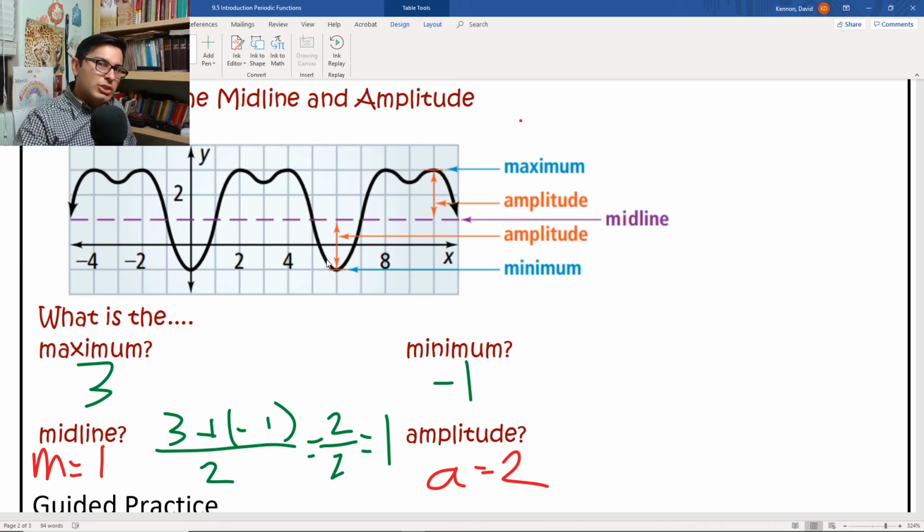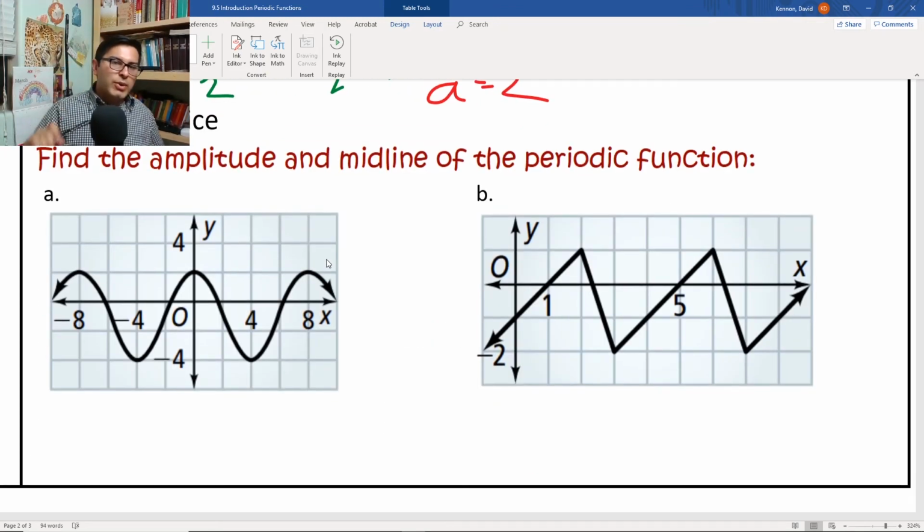Now let's give this a shot. Here we have a guided practice, and we want to find the amplitude and midline of these periodic functions.